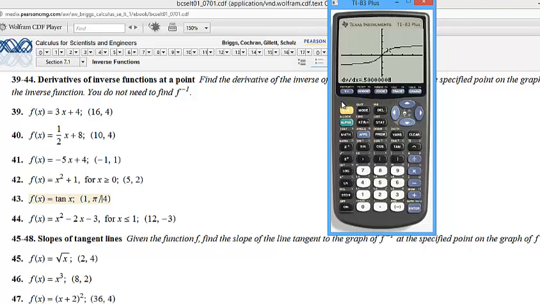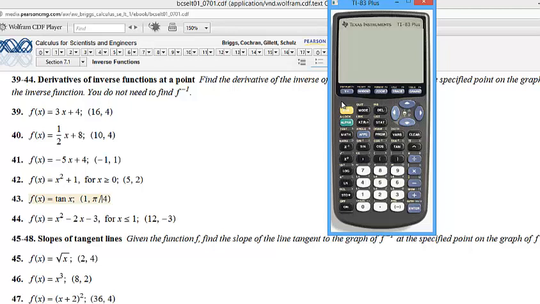No. But do you know the derivative of the tangent function? Secant squared. So what I can do to do this problem is I'll say the answer is going to be 1 over the secant squared of pi over 4. Let's work that out. What's the secant of pi over 4? So what do I have here? 1 over the cosine squared of pi over 4, right?